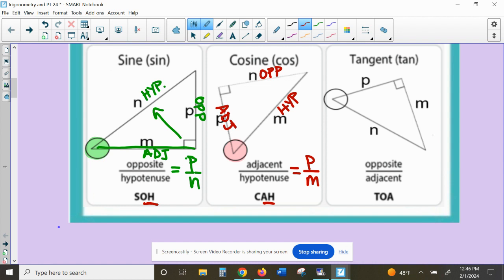And the last one is tangent, T-O-A. So, T-O-A. Go ahead and do that one, and then we'll check it real quick after you're done. So go ahead and do that last one by yourself.